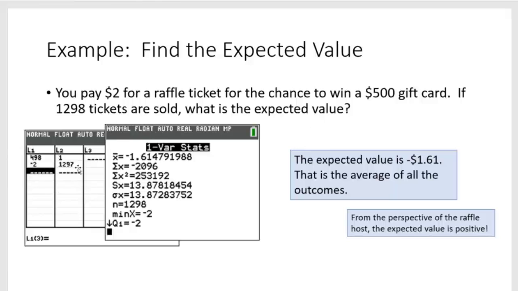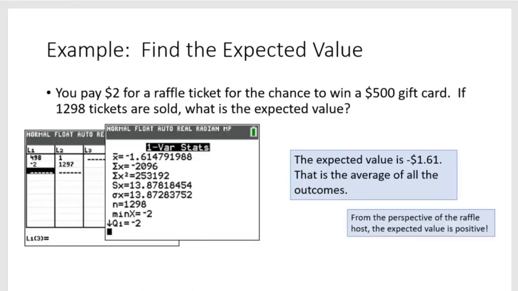And so if you go into your list and you say, okay, there's 1,298 tickets sold. One of those tickets is going to win $498. And again, the reason that's $498 is because they've already spent the $2 for the raffle ticket. But the other 1,297 tickets will represent a loss of $2. So in this first column, we have the value, and in the second column, we have the frequency. So again, to get these one variable statistics, you're going to use your calculator.